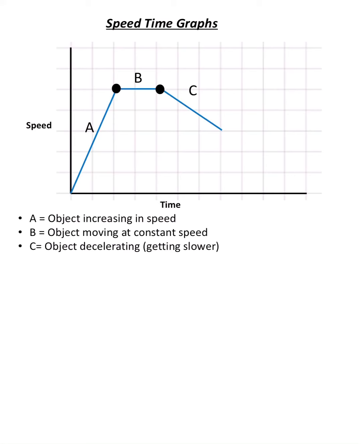In this graph here, we have three stages. We have A, and that's an object that is increasing in speed. Then B, the object is moving at a constant speed, and then as soon as the slope is going down, the object is decelerating. These questions are okay just as long as we remember our distance, speed, time triangle. Okay, let's have a look at a sample question.